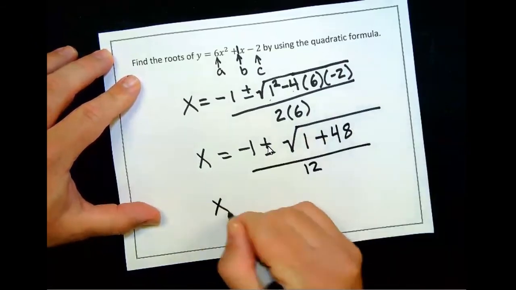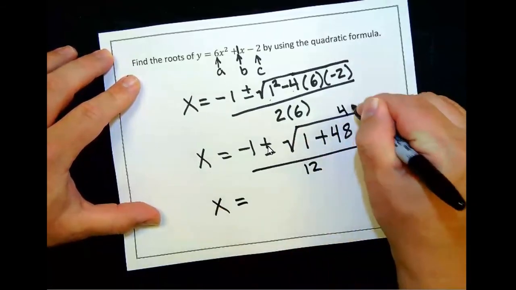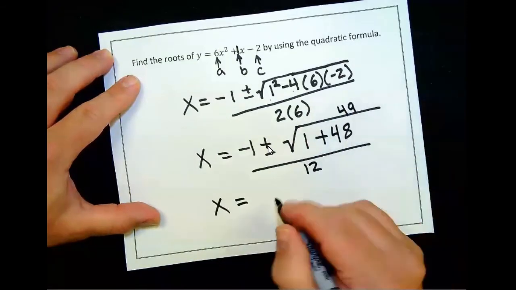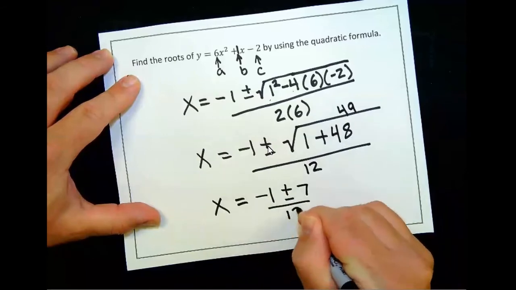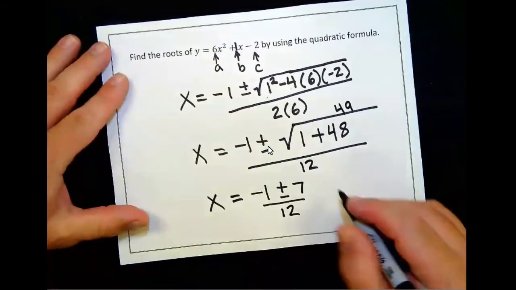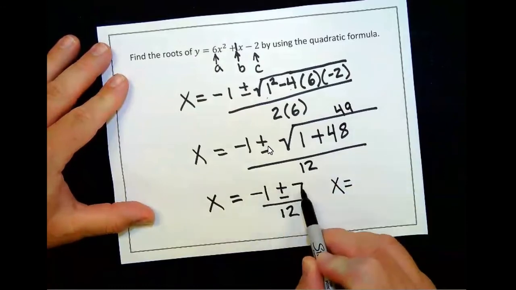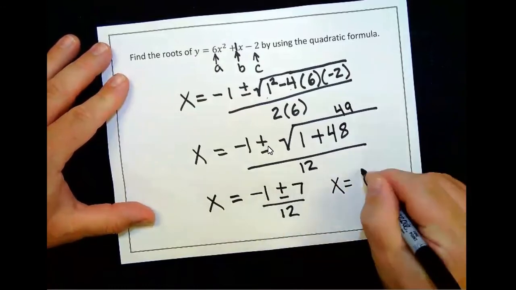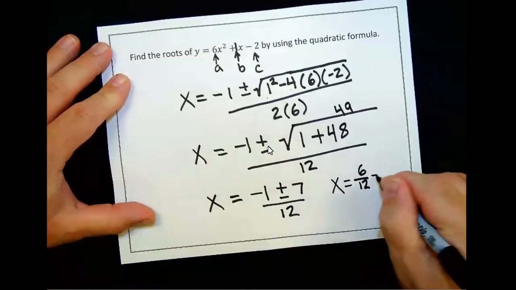Well, I know 1 plus 48 is 49. So this is just going to simplify into 49, and the square root of 49 is 7. Well, that's nice. It comes out nice and pretty. Now we have to use that plus and minus thing. So I'm going to find my solutions. I'm going to do negative 1 plus 7. Well, negative 1 plus 7 is 6, over 12, which simplifies into 1/2.